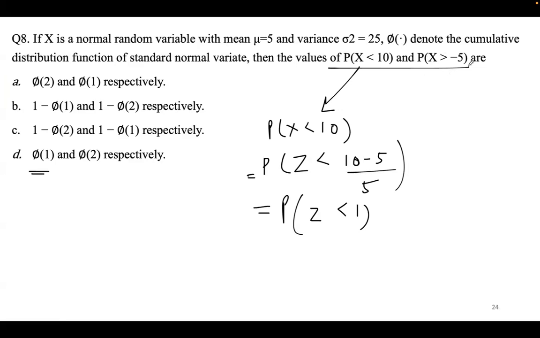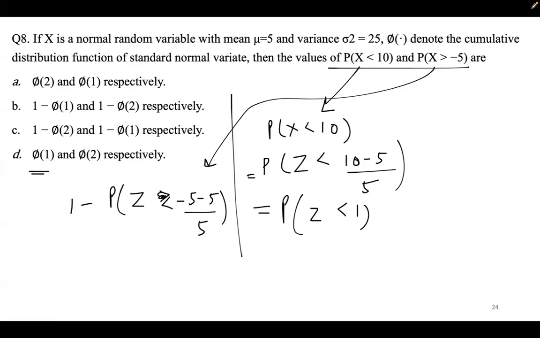P(x greater than minus 5). So x greater than minus 5 is 1 minus P(z less than (minus 5 minus 5) upon 5), right? So this is the one in question here. Again, I don't want to rush, but x greater than minus 5 is the same as 1 minus P(x less than minus 5). And then rather than saying x, I'm converting it to a standard normal. So minus 5 minus the mean, divided by the standard deviation. So that's 1 minus P(z less than minus 10 by 5), so that's minus 2.